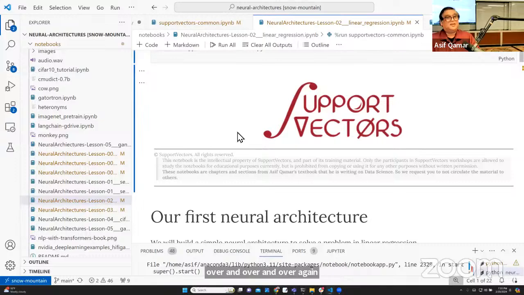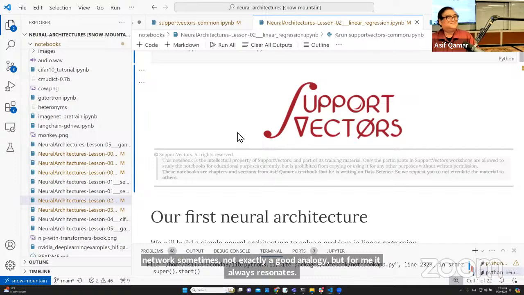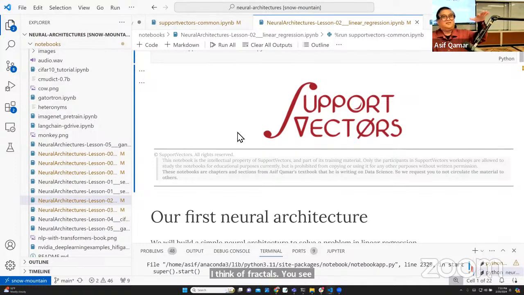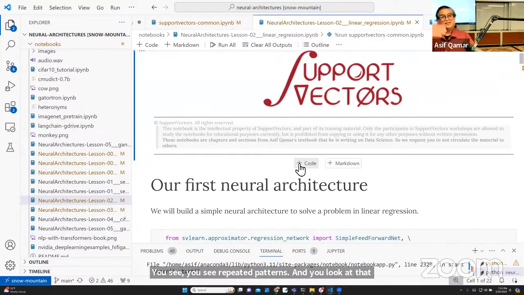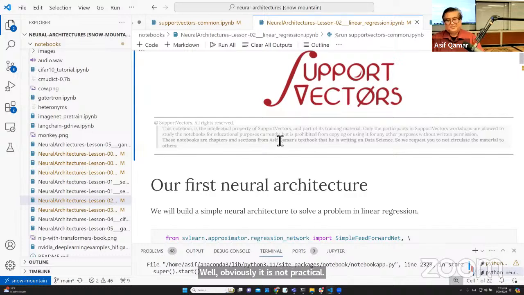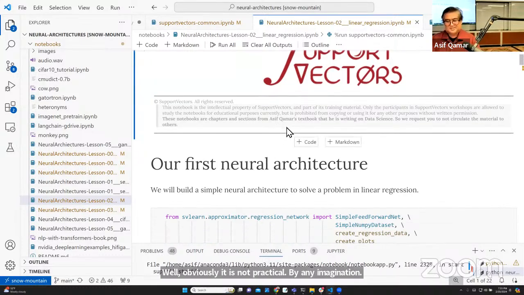It's literally like that. Whenever I think of neural networks, it's not exactly a good analogy, but for me, it always resonates: I think of fractals. Sometimes you see snowflake fractals and all of these images with repeated patterns. Well, obviously, a neural network is not a fractal by any imagination. There's some connection, but not that.